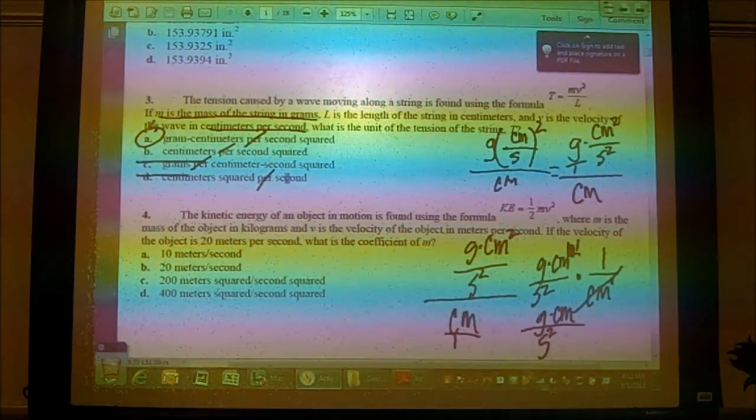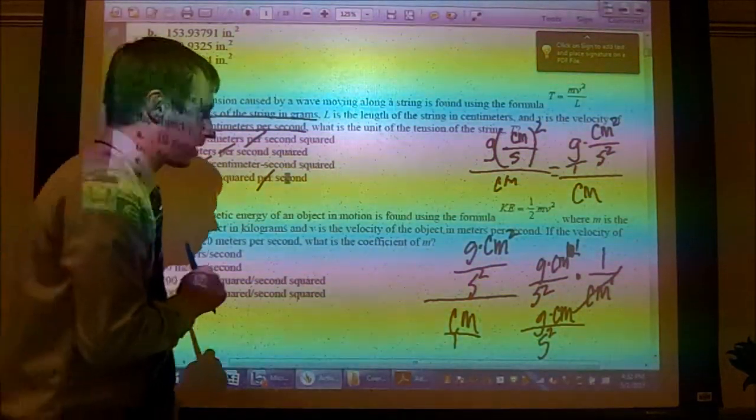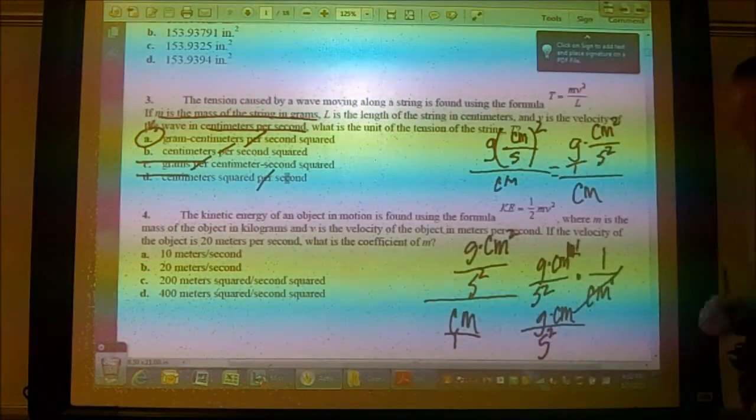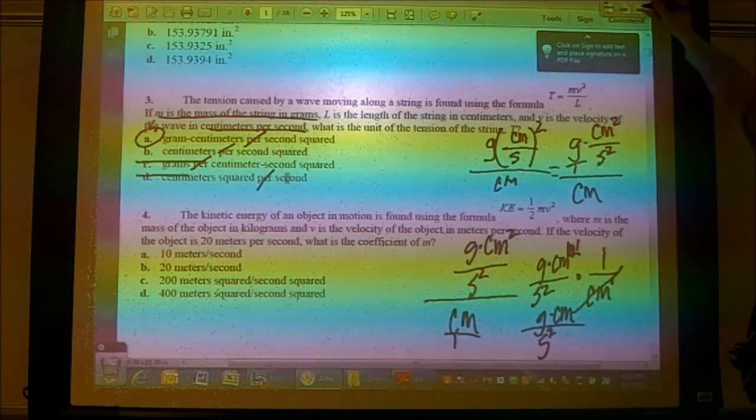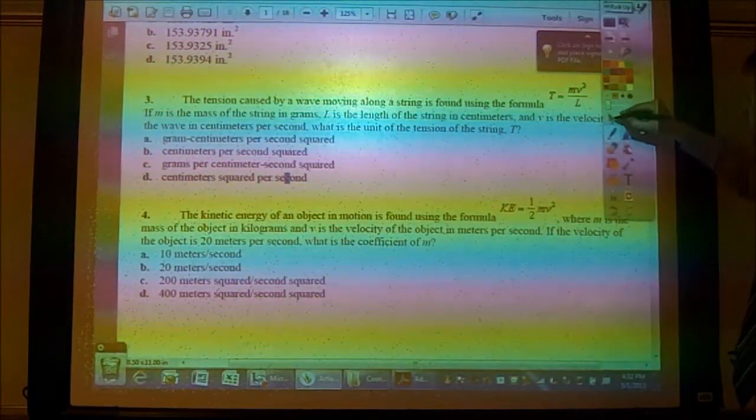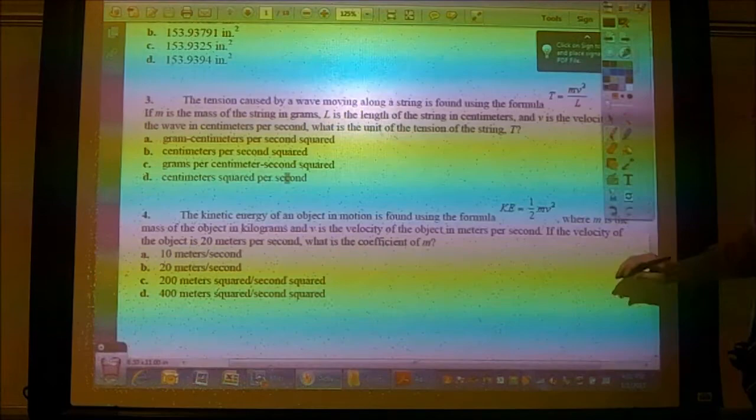And I know that's maybe a long explanation. Hopefully you can get to where you can work through that a little bit quicker, and maybe you'll start to notice some of those things. But that's how that one works. One way to do it. All right. Number 4.